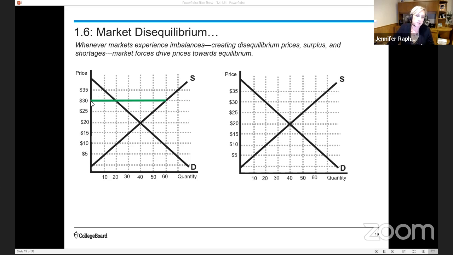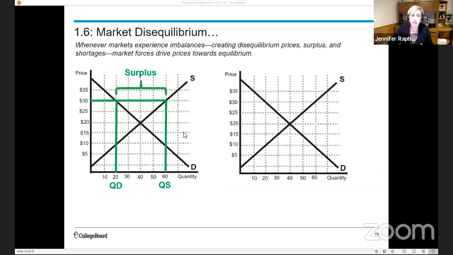So if the seller in this market sets the price at $30, then we can read across this price line to see that at a price of $30, consumers are only willing to buy 20 units. The quantity demanded is 20. But at a price of $30, the quantity supplied is 60. So when the quantity supplied is greater than the quantity demanded, the condition that exists in the market is known as a surplus. It's the condition that exists when quantity supplied is greater than quantity demanded.